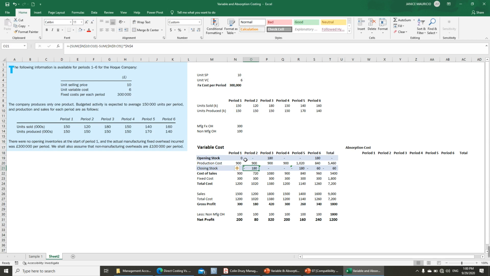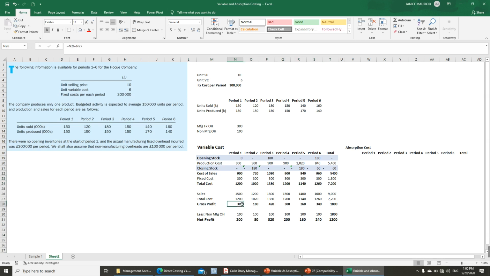Cost of sales is opening inventory, add purchases, or add production costs, less closing inventory to get the cost of sales. Okay, so that's how we computed for the cost of sales. Now, we have here a fixed manufacturing overhead per period, so that's 300,000. So you add it to the cost of sales to get the total cost for each of the period.